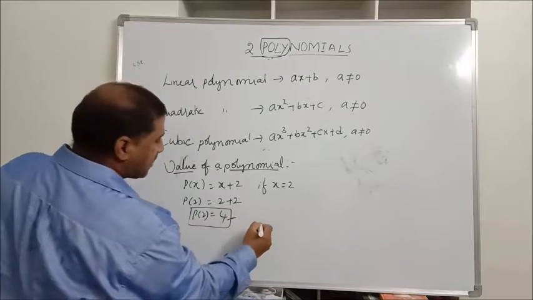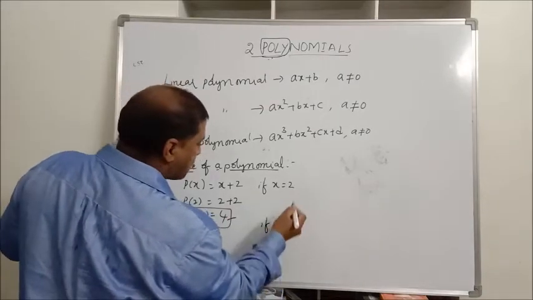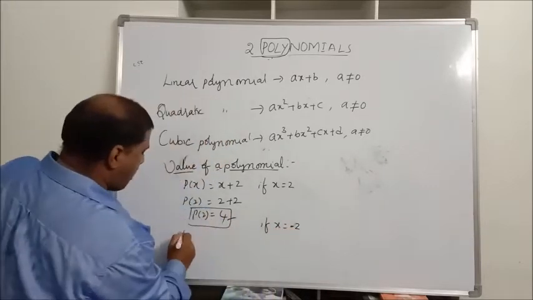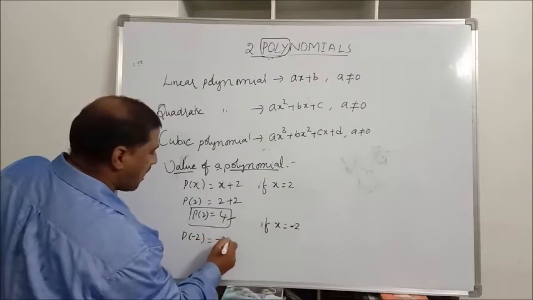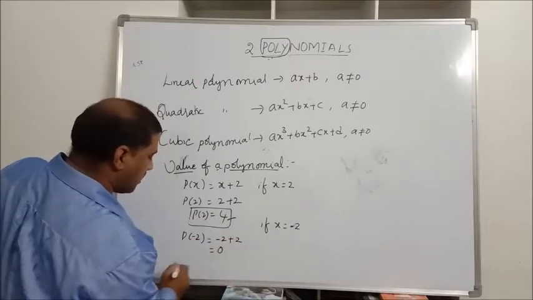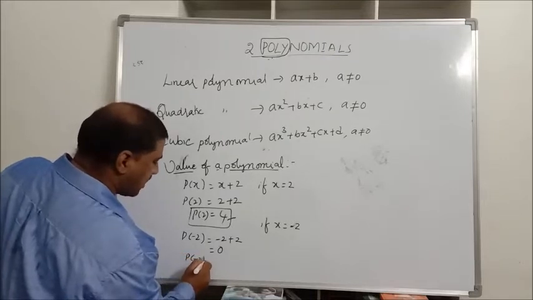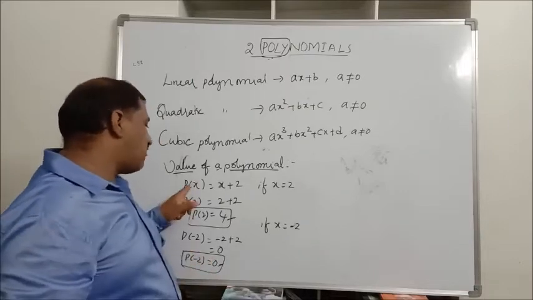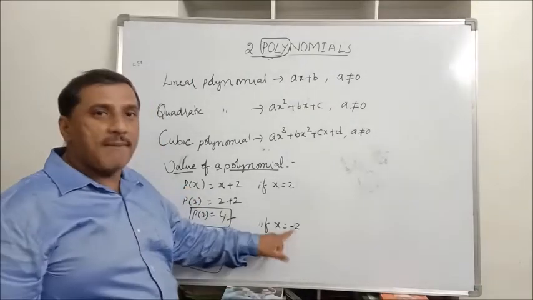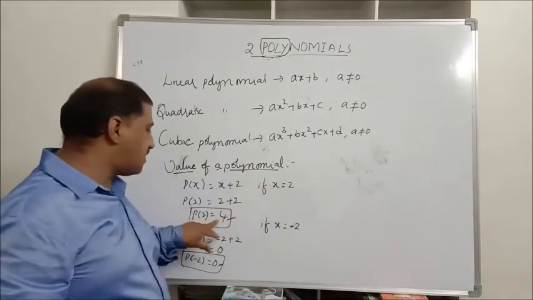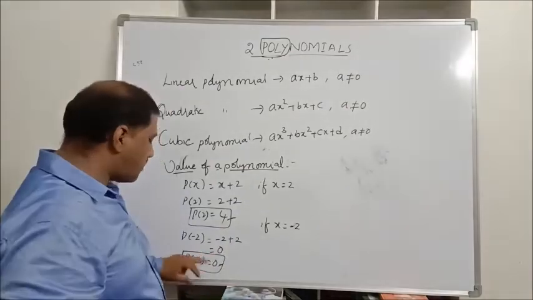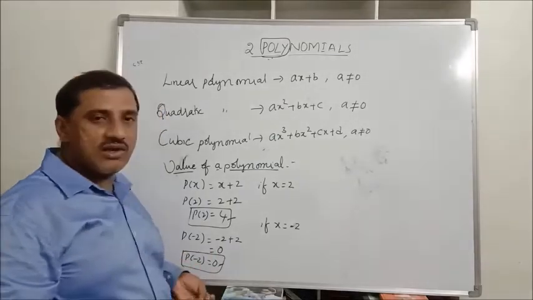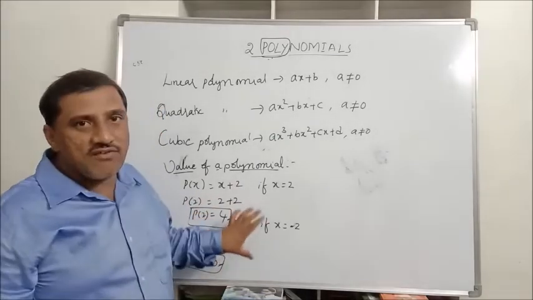If x is equal to minus 2, then what will it become? P of minus 2 is equal to minus 2 plus 2. Minus 2 plus 2, what did we get? 0. Therefore, p of minus 2 is equal to 0. Here, this result 0 is nothing but the value of the given polynomial p of x when x is equal to minus 2. When x is equal to plus 2, its value is 4. When x is equal to minus 2, its value is 0. So sometimes we will get 0 as the value, sometimes we may not get 0. Like this, we find the value of a polynomial.